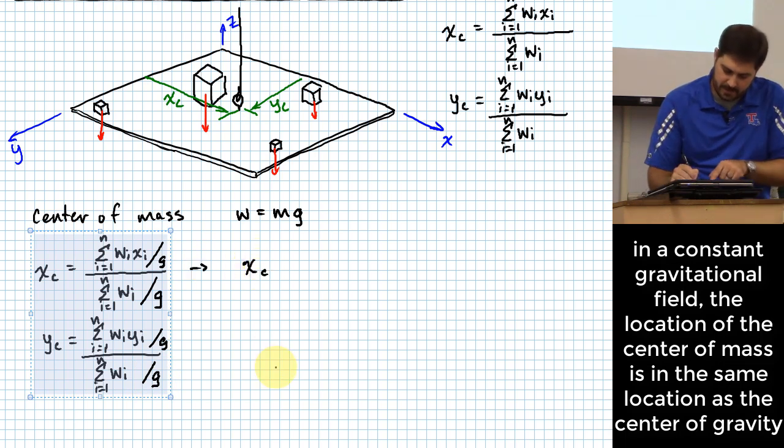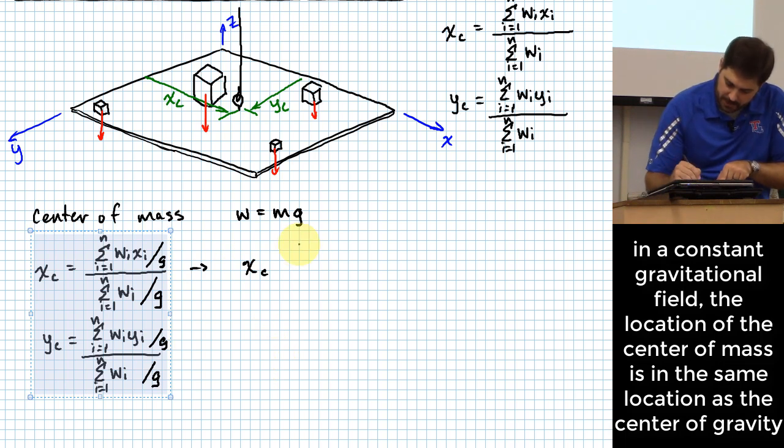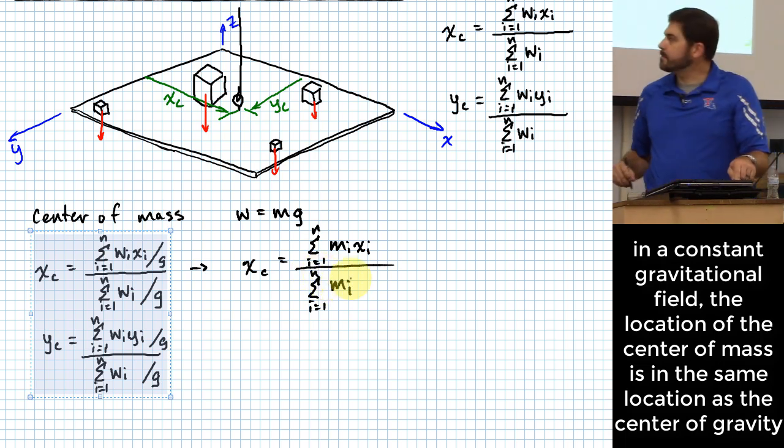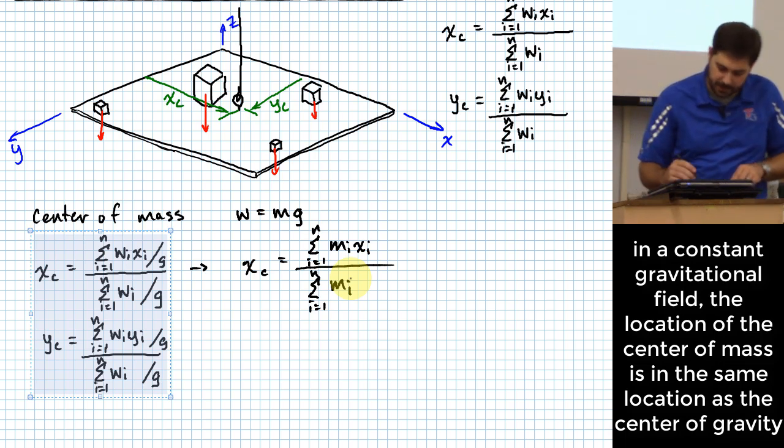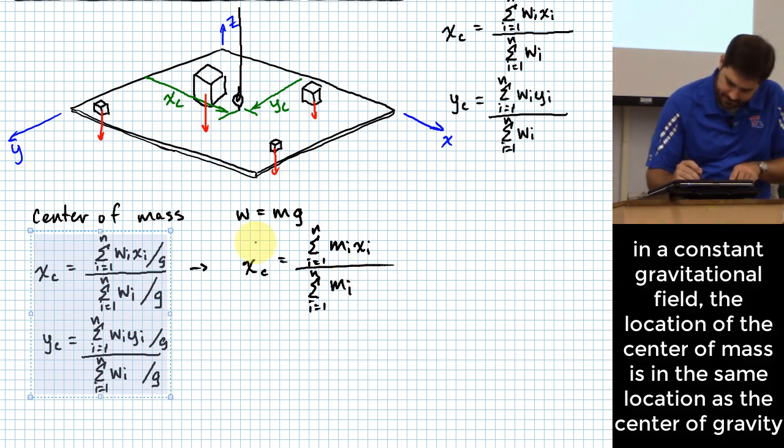Okay. x sub c is just going to be equal to the sum for i equals 1 to n of m_i x_i over the sum for i equals 1 to n of just m_i. Okay? And similarly for y, right?